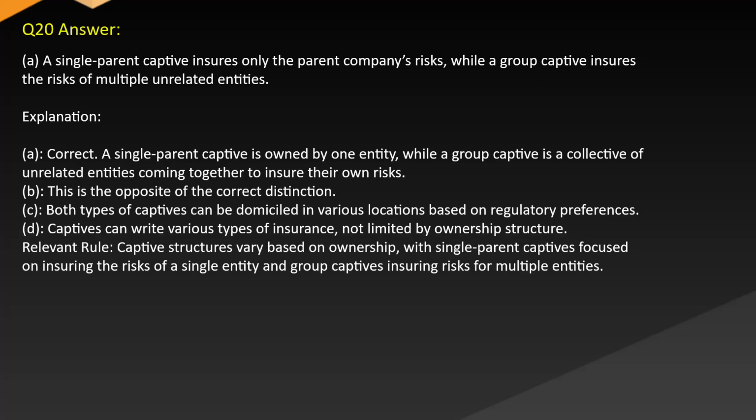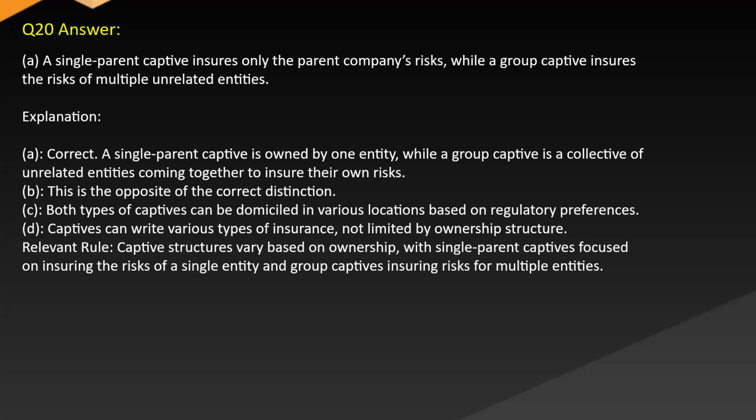Answer: A. A single parent captive insures only the parent company's risks, while a group captive insures the risks of multiple unrelated entities. Explanation: A. Correct. A single parent captive is owned by one entity, while a group captive is a collective of unrelated entities coming together to insure their own risks.